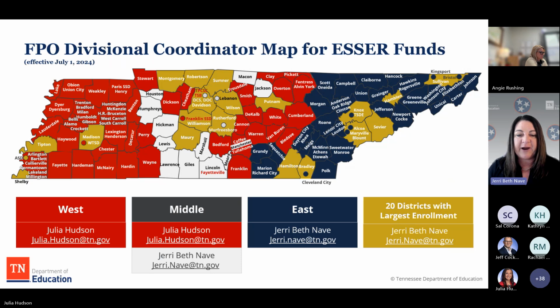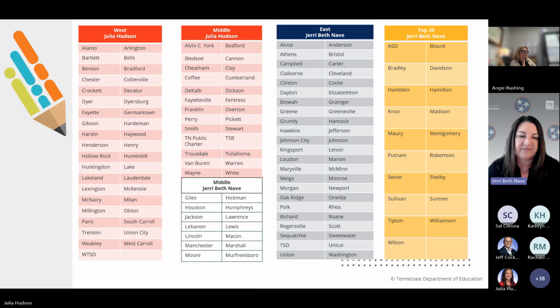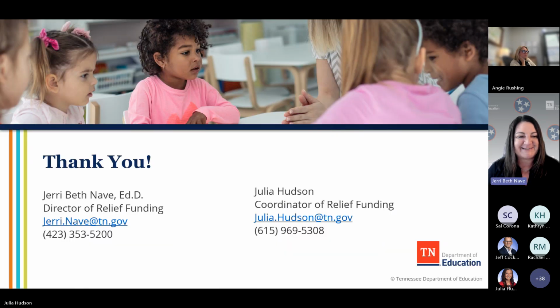And here is our map. As I'm sure many of you know, it is just Julia and I on the relief team, and you can look at that very colorful map and see which of us represents you or is assigned to you. But I think many of you know, if you reach out to either of us, we will help you out and get you pointed in the right direction. And there are the LEAs listed in order. And there, of course, is our contact information.